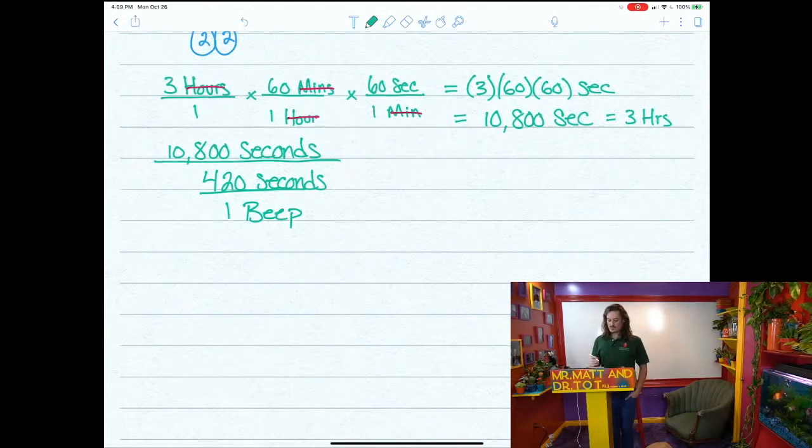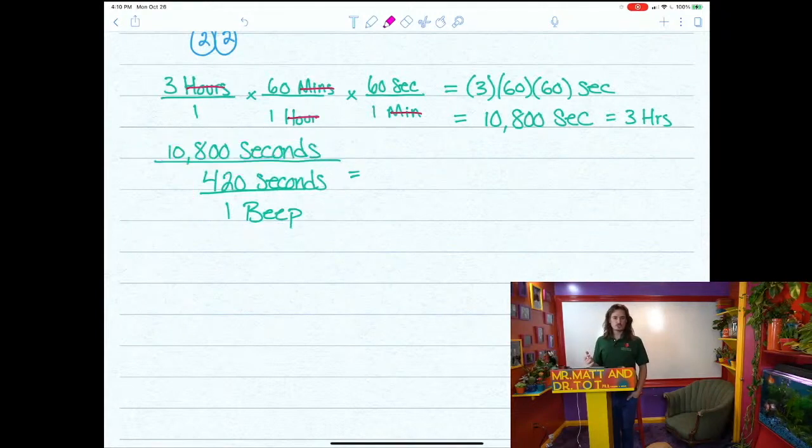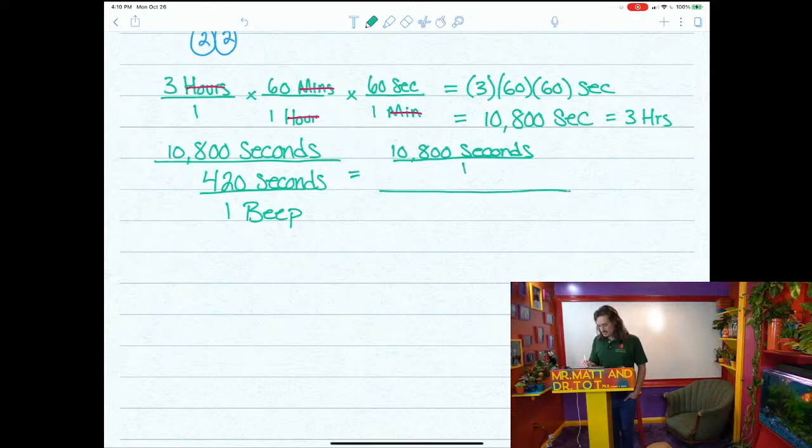Now we can solve. So what makes this hard, and a lot of students get intimidated by this, is that this value right here, the numerator, is written as an integer, whereas the denominator is written as a separate fraction. So to deal with this, just rewrite the numerator in terms of a fraction. So we could say that this is 10,800 seconds over 1 divided by 420 seconds over 1 beep.